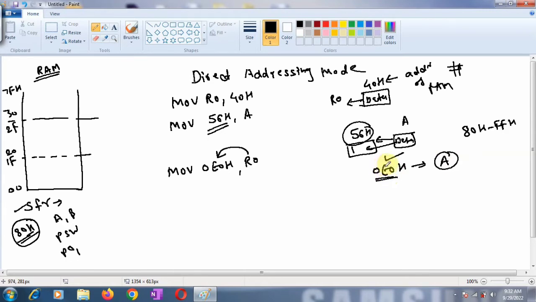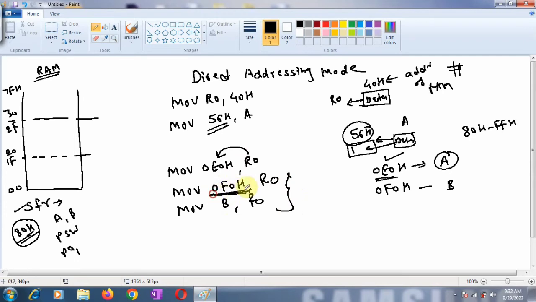Similarly, for register B, the address is 0F0H. In the same way, you can write MOV 0F0H, R0. The equivalent meaning of this instruction is MOV B, R0. So these two instructions are the same. But when you are using direct addressing mode, you have to use the direct address in the instruction, which is equivalent because the SFR address of register B is 0F0. In this way, you can also access the special function registers using direct addressing mode.